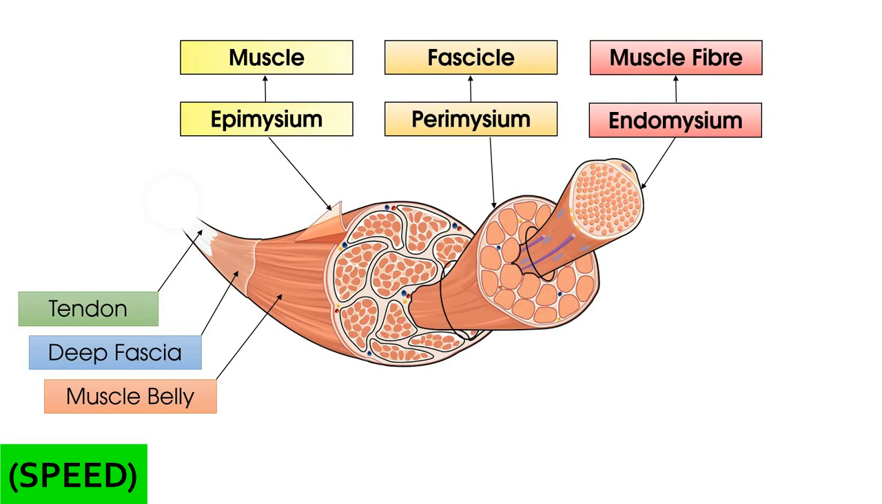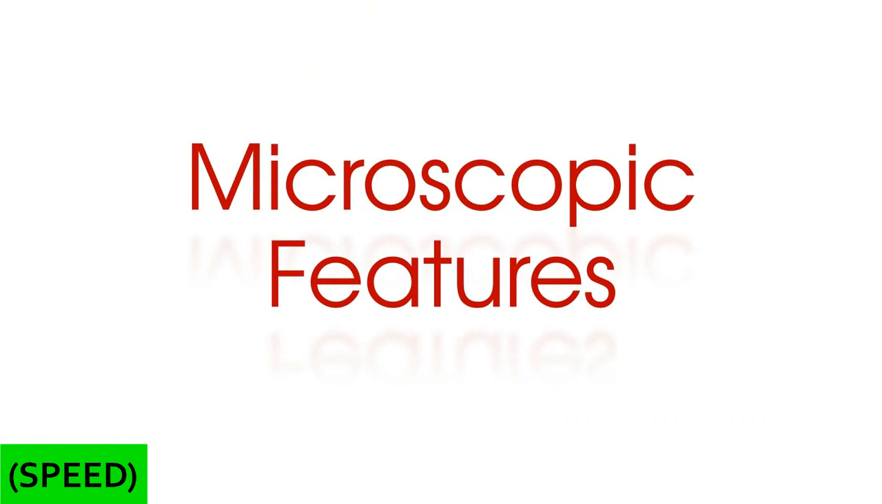And these 3 layers extend together to form tendons, which attach muscles to bones, such as the Achilles tendon, or can form an aponeurosis, which is a broad, flat tendon sheet. So now let's move on to the microscopic features of skeletal muscle.